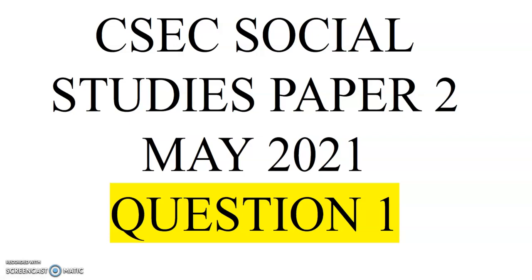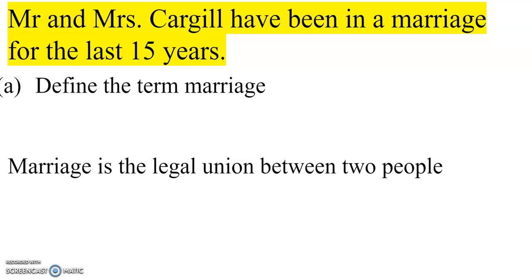So now that you have your papers, we are going to begin. Question 1. Mr. and Mrs. Cargill have been in a marriage for the last 15 years. A. Define the term marriage. So first we need to find the verb in the question, which is define. So we are going to just write our answers, right? And the value for this question is 2 marks. So we are going to just write our definition of what the term marriage means. So this is how you will answer a question like this. Marriage is the legal union between two people. So we just write the definition for 2 marks.